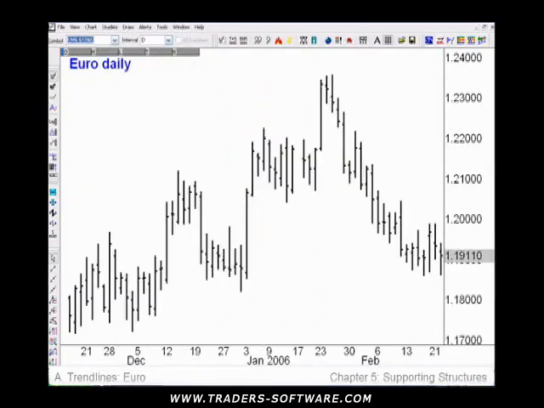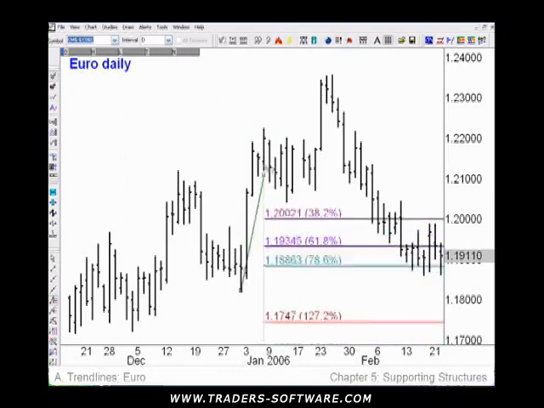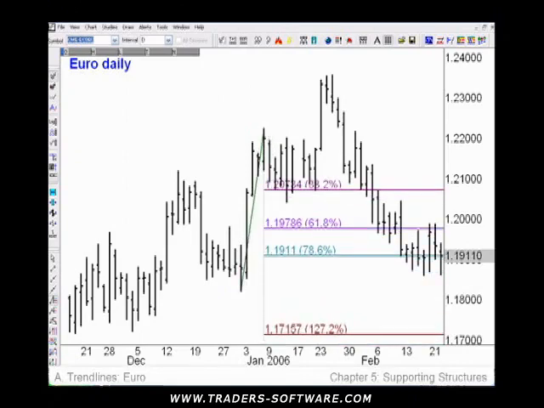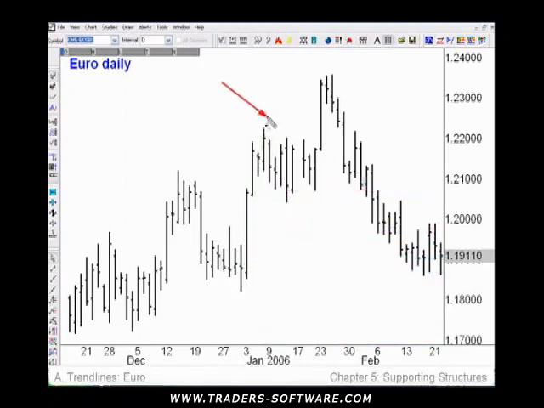Here we see the Euro daily chart. It's somewhat similar to what we just saw on the 10-minute chart of the E-mini Russell. We have a strong thrust up here. The retracement is somewhat shallow, and we can name these highs the same way as we did before.